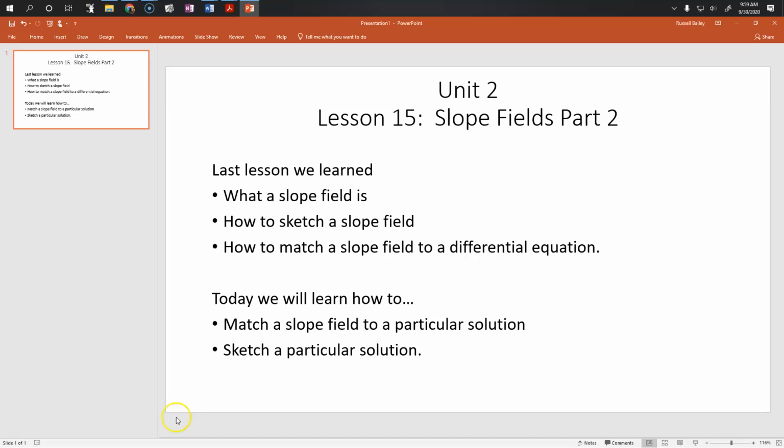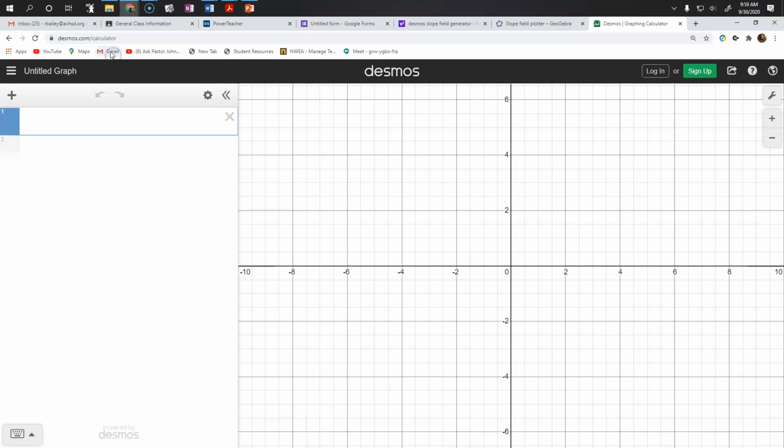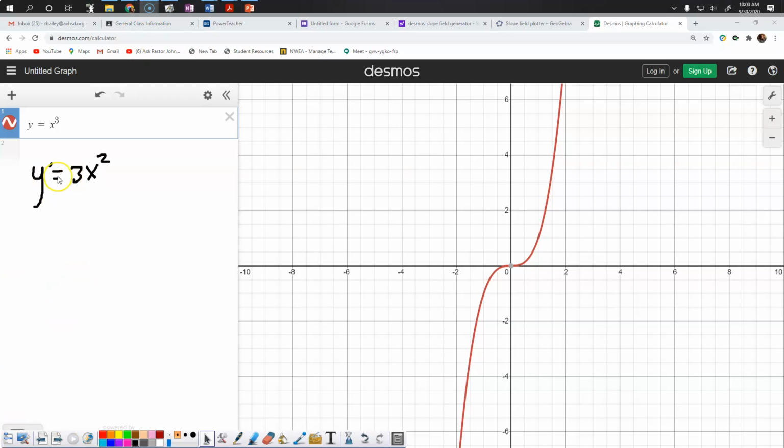So the first thing I want to do in our lesson today is start by looking at a graph. So let's consider the following function: y equals x to the power of 3. I just want you guys to look at that graph and recognize what it looks like. Now the next thing I want us to do is find the derivative of that function. And so here's the derivative of that.